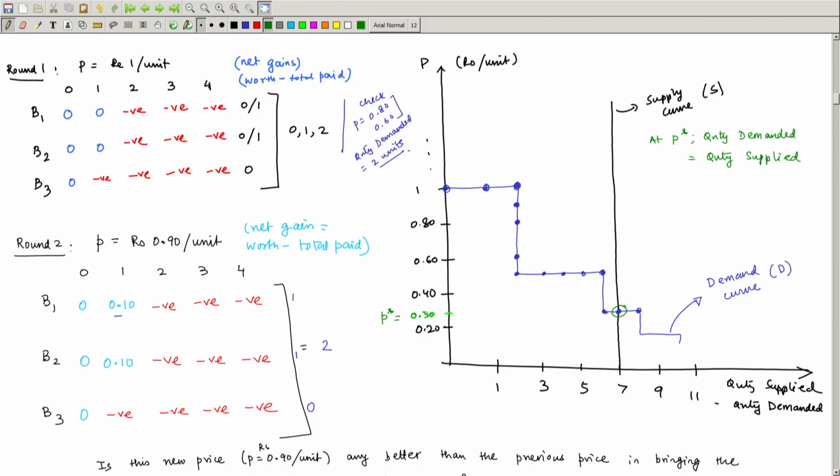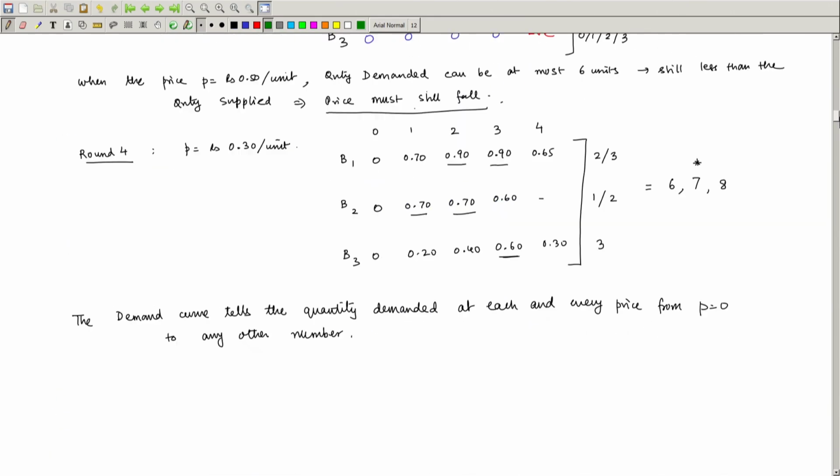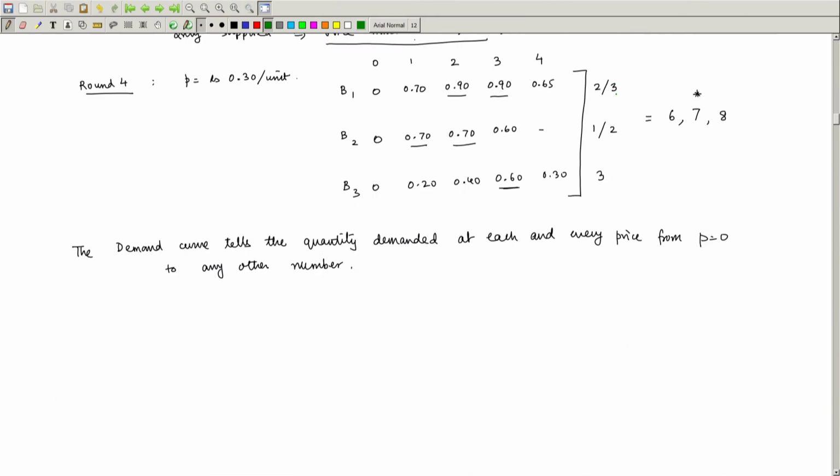Notice at p star the quantity demanded could either be 6 or 7 or 8, but there is a possibility that the quantity demanded is 7, and that possibility may arise if buyer 1 buys 3 units, buyer 2 buys 2 units and buyer 3 of course buys 3 units, right. So, let us make a note of that.